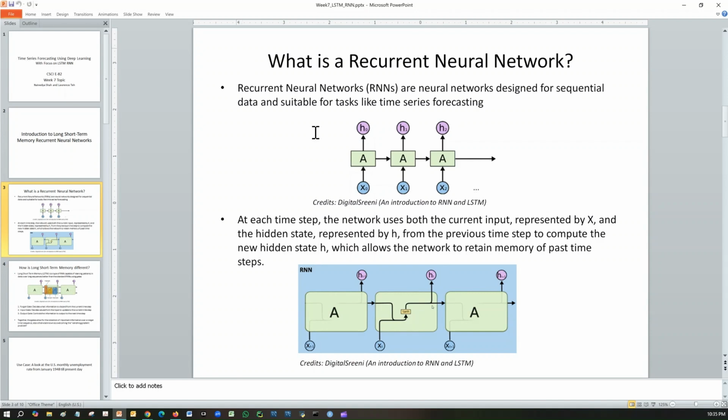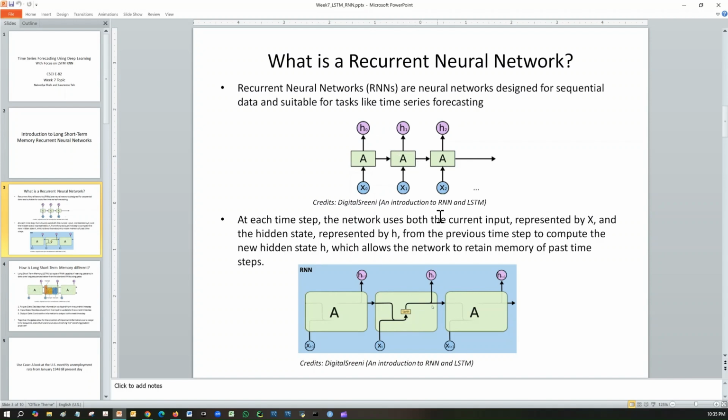And H here, denoted by H, stands for hidden state. And that's what makes RNN special. What we mean by that, before we go on, is A for activation function. So back to what makes a recurrent neural network special: it's able to feed this hidden layer information to the next time step.